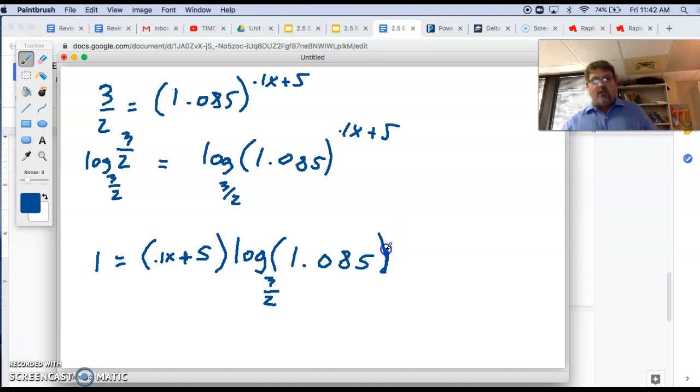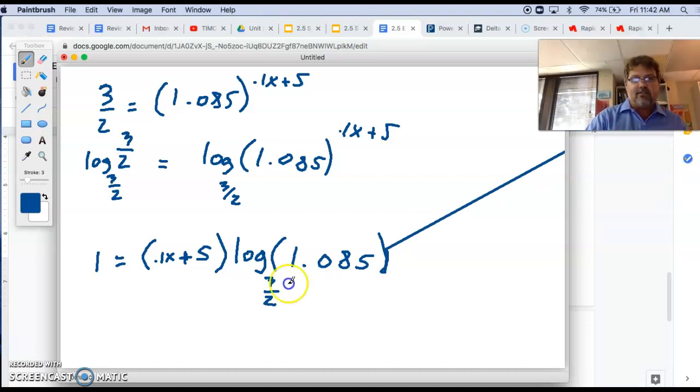All right, now a good way out of this would be to divide both sides by this log base 3/2 of 1.085.